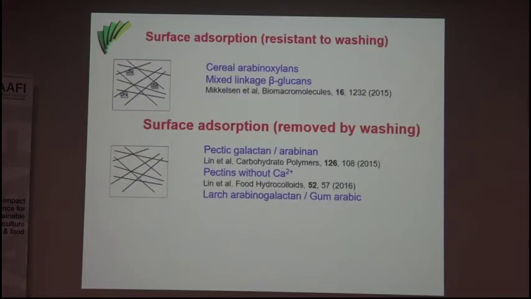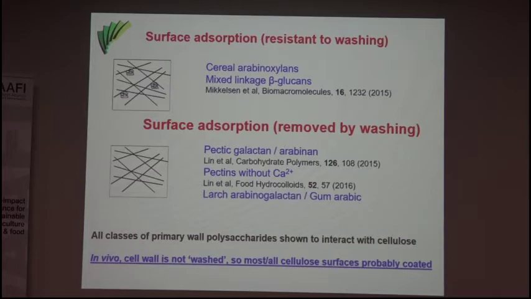Surface absorption, so it's not just in the cereal polymers, not just the arabinoxylans, but the mixed linkage beta-glucans do the same thing. But there's also a whole range of other molecules which absorb onto the surface, but which are relatively weakly bound because you can remove them by extensive washing. And this includes the side chains of pectin. It includes pectin under non-gelling conditions, so without calcium. So without the gelling conditions, the pectin still absorbs on the surface, but you can wash it away. And you can with the various arabinogalactan proteins, gum arabic, and so on.